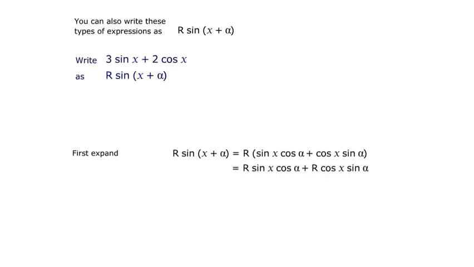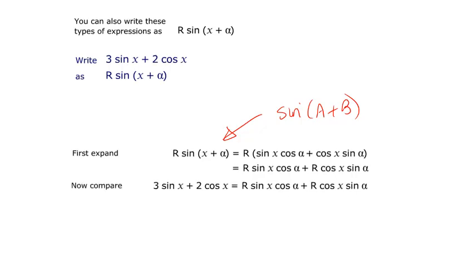Now it starts off in exactly the same way as when we were doing our cos of x minus alpha. So the first thing we do is we expand this using the addition formulae. So from the formula booklet, we use the sine of a plus b formula to expand. So it becomes sine x cos alpha plus cos x sine alpha. And then obviously we've got a times by an r, because we want that r in front. So we end up with these two terms.